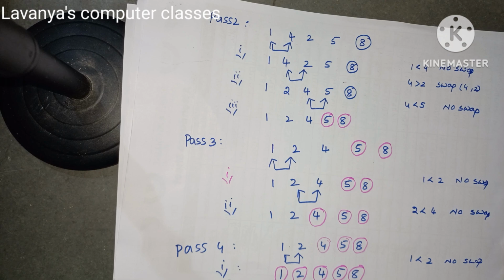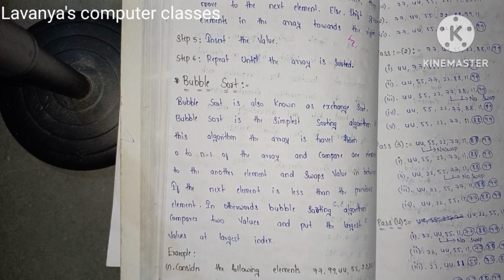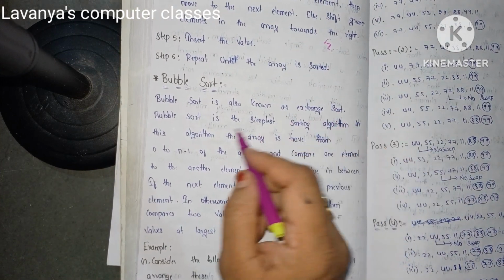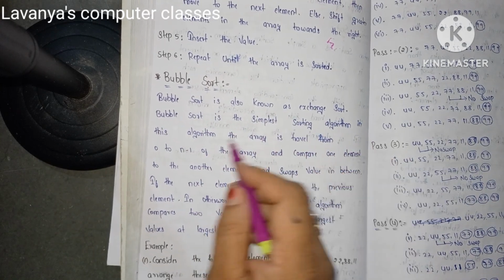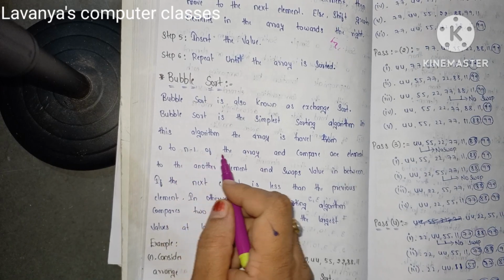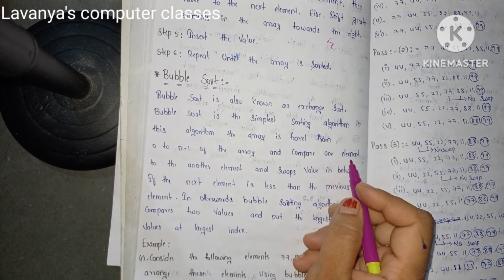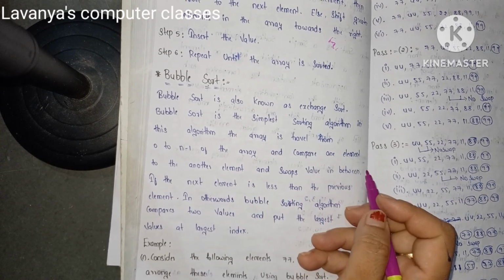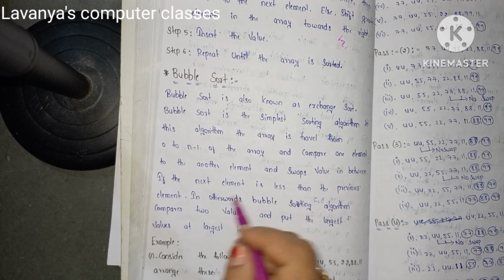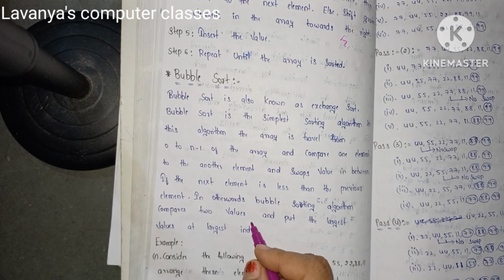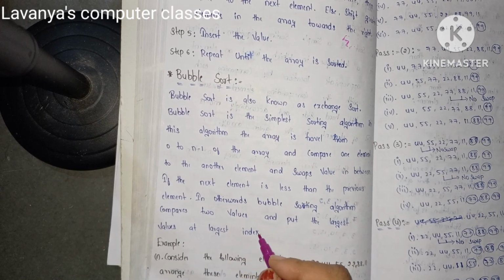So bubble sort is the simplest algorithm. Bubble sort is also known as exchange sort. Bubble sort is the simplest sorting algorithm. In this algorithm, the array is traversed from 0 to n minus 1 and one element is compared to another element, and the values are swapped if the next element is less than the previous element. In other words, the bubble sorting algorithm compares two values and puts the largest value at the largest index.